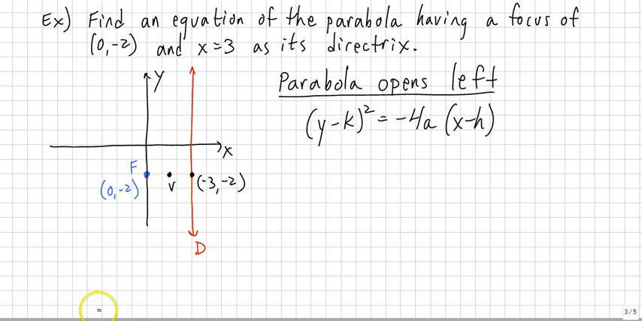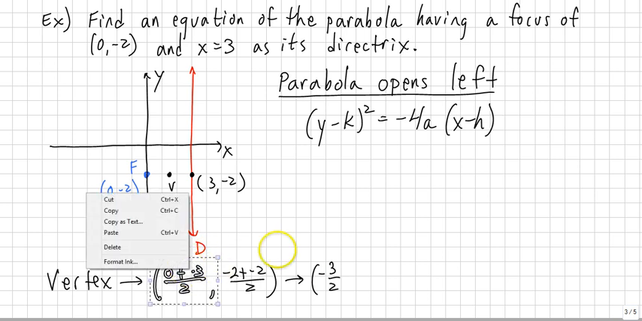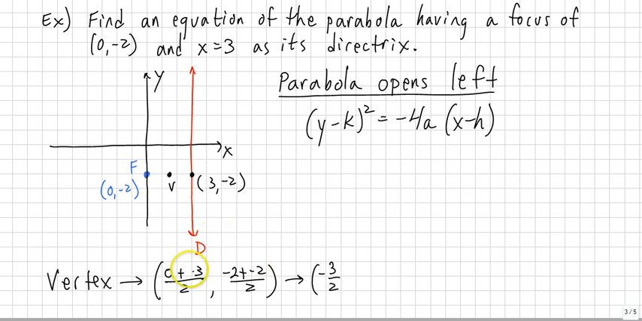So let's find the vertex real quick. So the vertex is going to be the midpoint. So it'll be 0 plus negative 3 divided by 2, negative 2 plus negative 2 divided by 2, which gives me negative. Oh, whoops, that was positive 3. I hoped I had my sign right. So that was positive 3. So this will be positive 3 halves. And then negative 4 over 2 will be negative 2. So it's going to be at 1.5 and then at negative 2. So that's H and that's K.